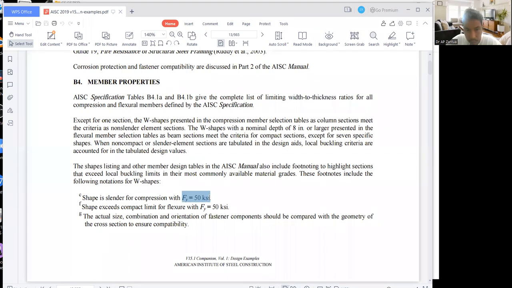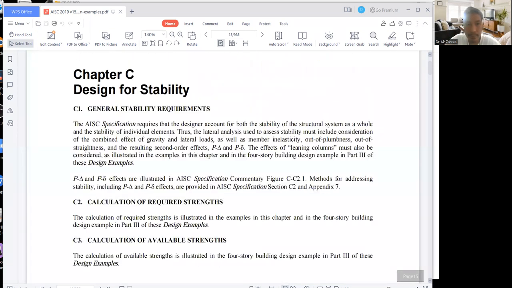So take note, we are now very familiar with this value. This is what we call yield point, 50 kilopounds per square inch. Okay, so this is now the standard, the current standard. Previously, that is 36 kilopounds per square inch. Pounds per square inch, that is PSI. Kilopounds per square inch, that is KSI.